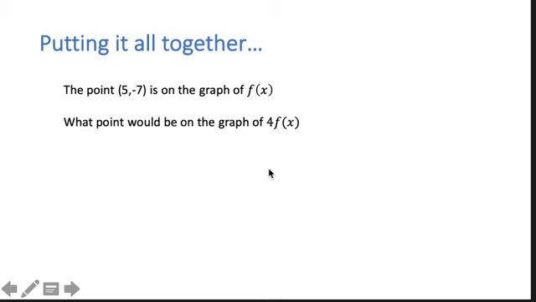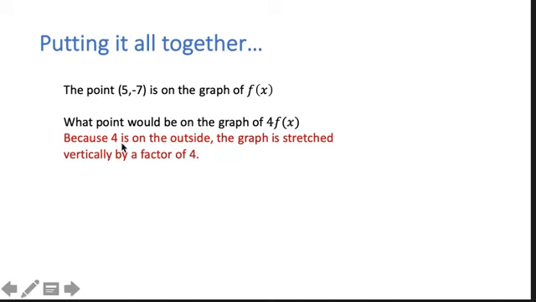What point would be on the graph of 4 times f of x? You want to give it a guess? Well, look and see. 4 is on the outside. The graph is stretched vertically by a factor of 4. So we're going to multiply y by 4. So the point should be (5, -28). So 4 times -7 is -28.